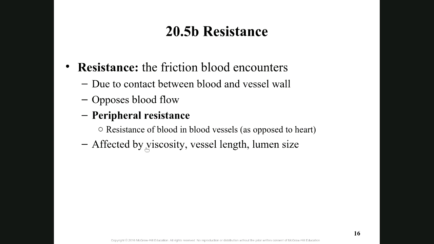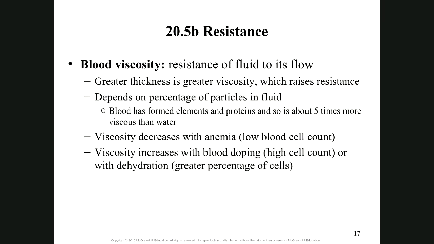And the peripheral resistance is affected by the viscosity of our blood, the blood vessel length, and the lumen size of our blood vessels. First, the blood viscosity. Viscosity refers to the resistance of a fluid to its flow. And it is the thickness of a fluid. The thicker the fluid, the more viscous it is, and the greater its resistance to flow. The thickness is dependent on the percentage of particles in the fluid.